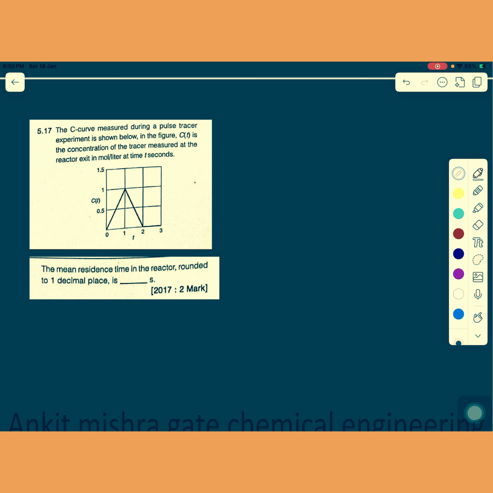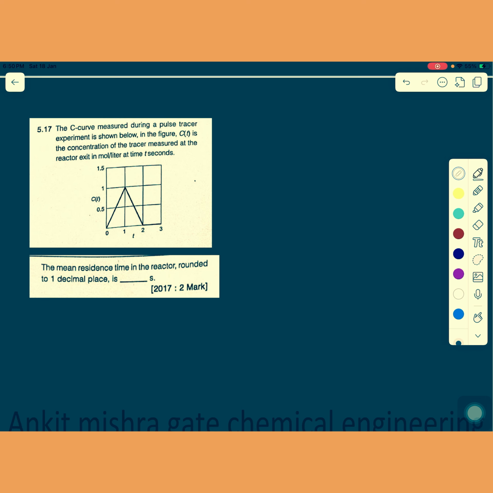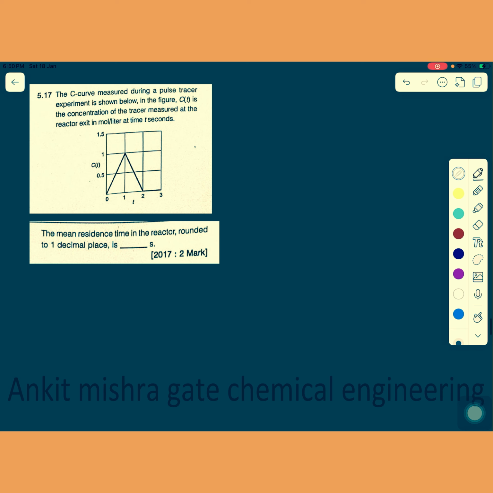Question 5.17: the curve measured during the pulse tracer experiment is shown below in the figure C(t). So you have a curve of a pulse tracer experiment, and this curve is between C(t) versus time, and this curve looks like that.